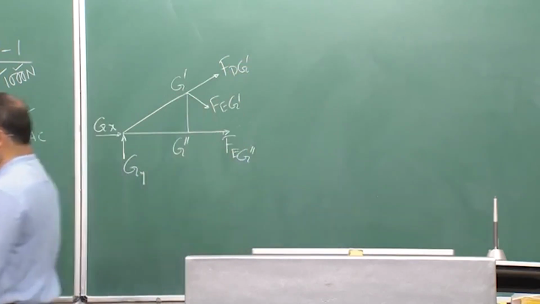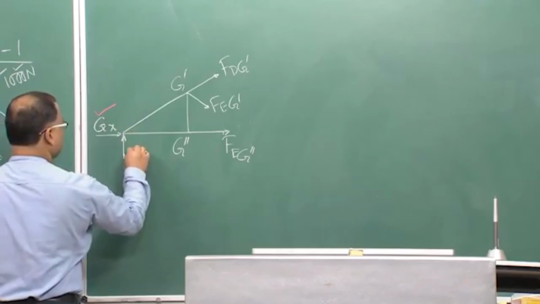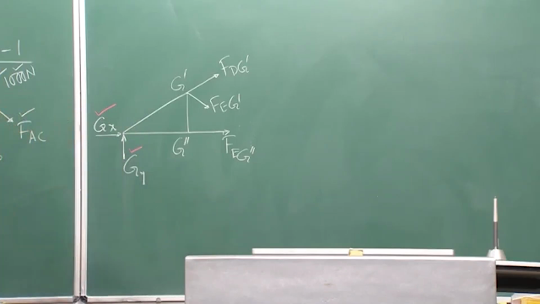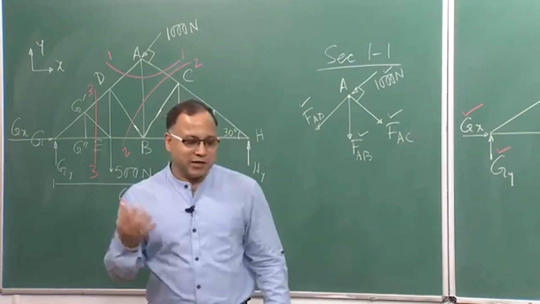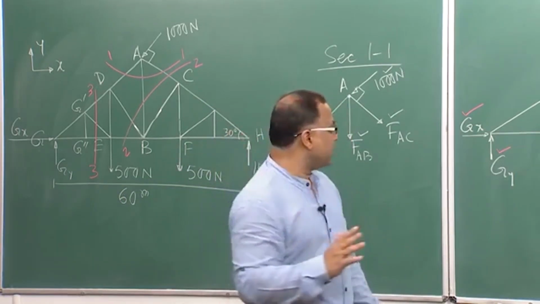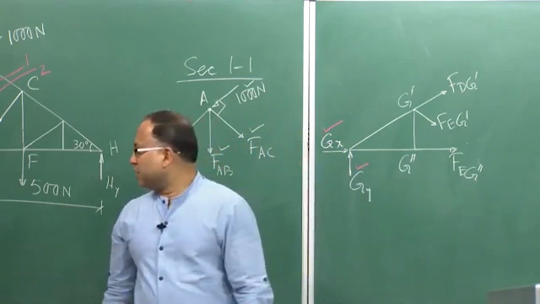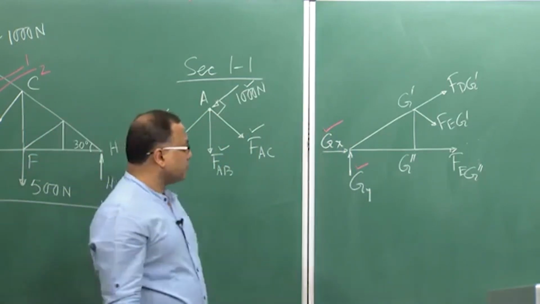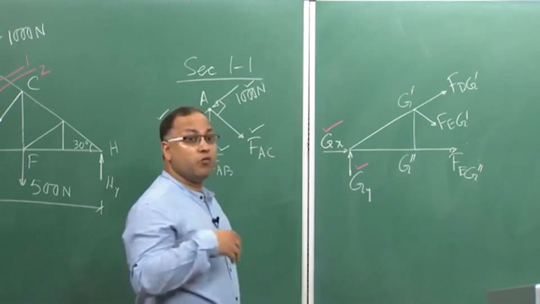So, what are the known forces? Your known forces are this force and this force. From the support reactions you know these forces. What are the unknown forces? All the member forces. Now, you see section 3.3 satisfies all the conditions we just talked about, that it cuts a maximum of 3 members: member DG prime, member EG prime and member EG double prime. Now, if I want to find the unknown member forces, what can we do?